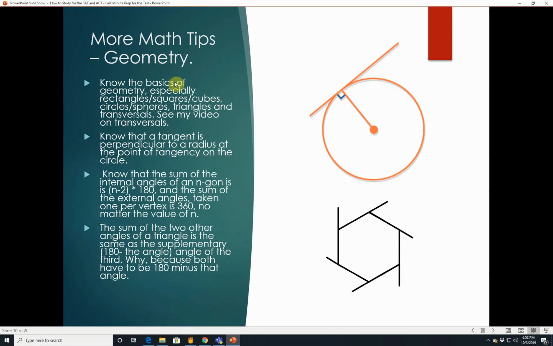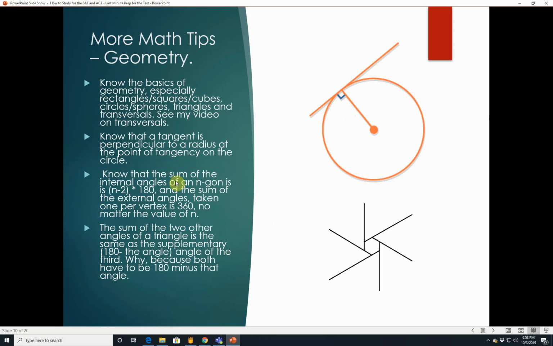Geometry, you want to know the basics of geometry, especially rectangles, squares, cubes, circles, spheres, triangles, and transversals. I have a video on transversals. You should know that a tangent is perpendicular to a radius at the point of tangency on the circle. So here we have a tangent, here we have a radius. Notice that the radius goes exactly to the point of tangency where the line is tangent to the circle. That forms a right angle, a 90-degree angle.